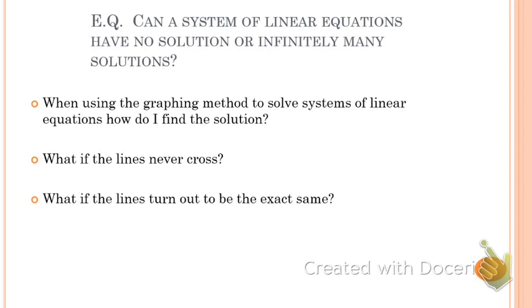What if the lines turn out to be the exact same? What if one equation is in standard form and one equation is in slope-intercept, and when you graph them, they're the exact same line? So one line is laying on top of the other line. Well, what is the point of intersection? These questions lead us into the following definition.